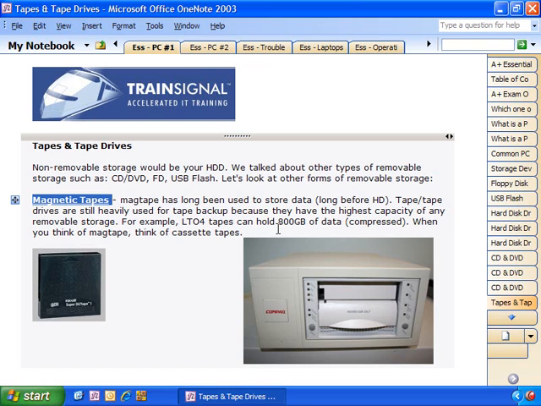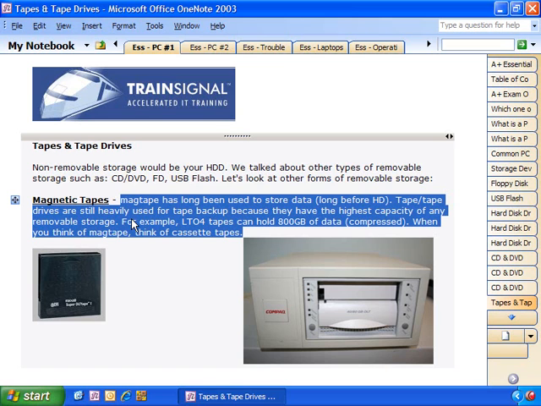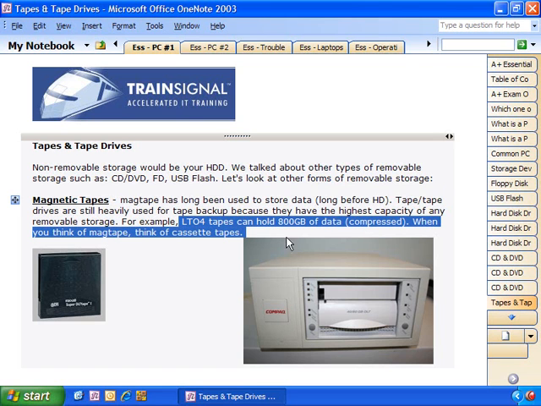So magnetic tapes, or mag tape, as people sometimes call it, has long been used to store data. Long before hard drives even existed, there were magnetic tapes. Tapes and tape drives are still heavily used for tape backup because they have the highest capacity of any removable storage. Many home computer users don't use tape backups today because USB hard drives, USB flash, or DVDs have gotten so inexpensive. But for companies that need to store a lot of data and do their backups, tape drives are still the best choice. For example, an LTO-4 tape drive can hold up to 800 gigabytes of data compressed.